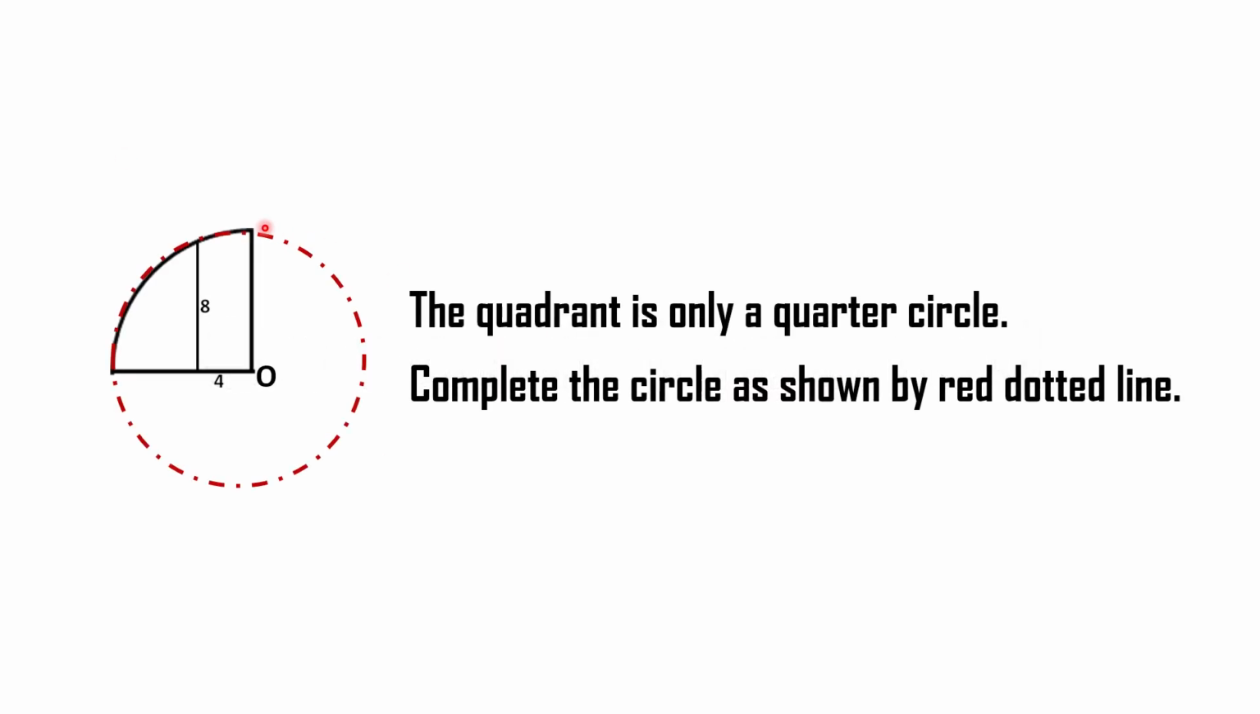Now, quadrant is a quarter of a circle. So we complete the circle. Quadrant is only a quarter circle. So we complete the circle as shown by the red dotted line. So we get the full circle. The quadrant we expand into a full circle with center O.